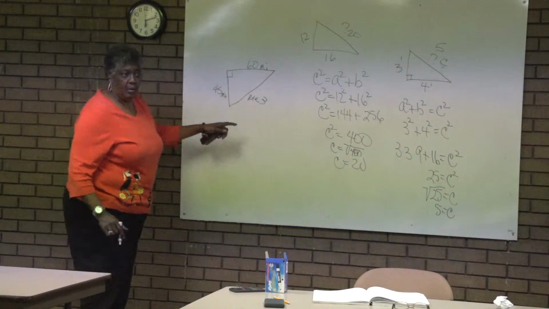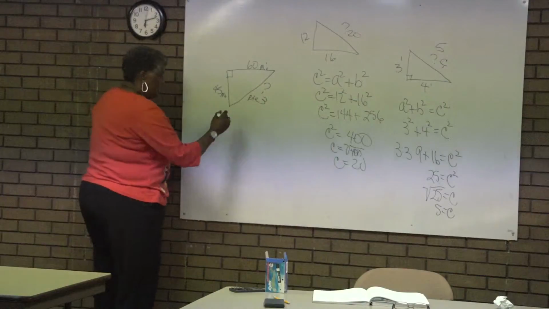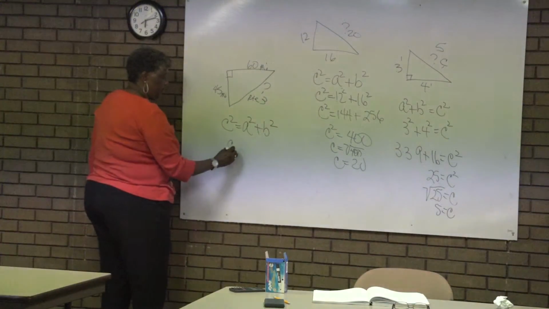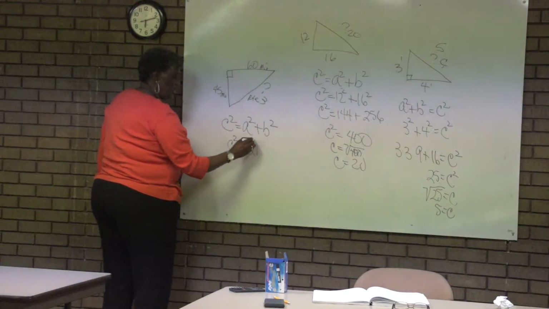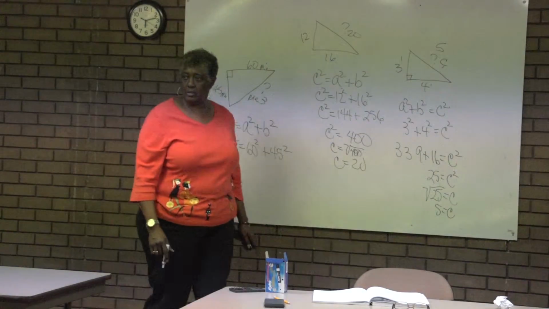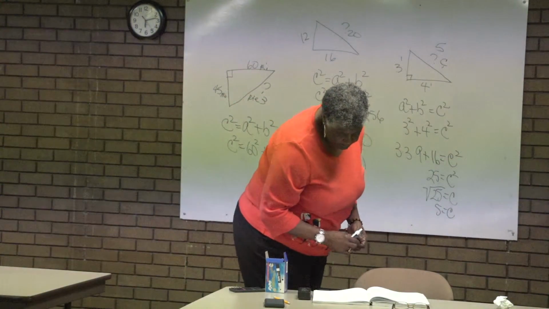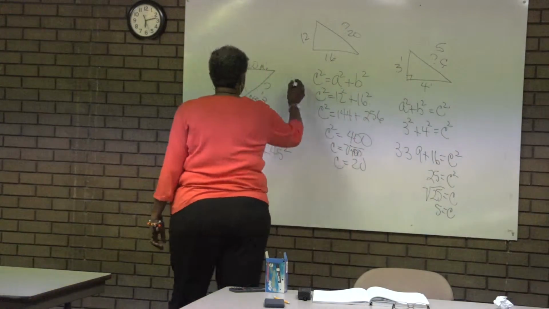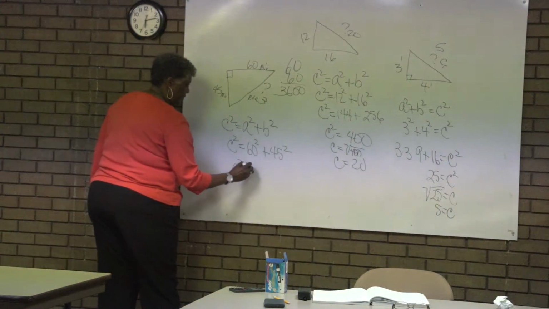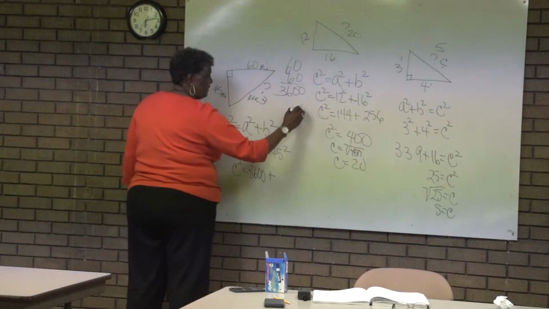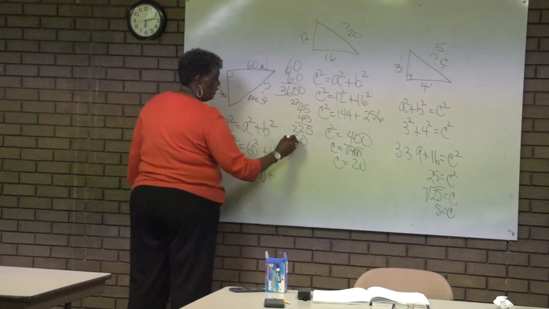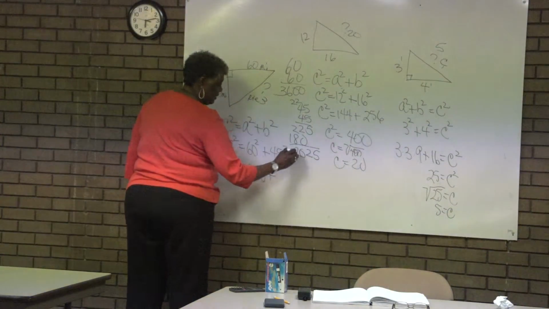So again, they want to know that. Put in your formula. We know we're looking for the C. But we know it's 60 times itself plus 45 times itself. Because that's what the formula says. Okay? 60 times itself is 3,600, plus 45 times itself is 2,025.